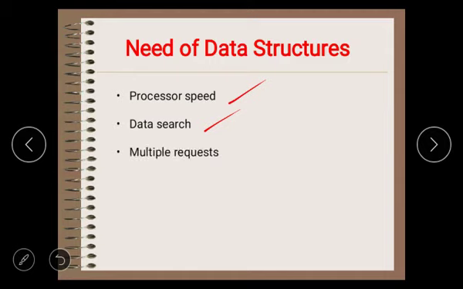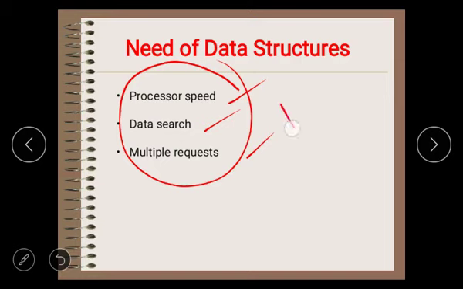And the third one is multiple requests. If thousands of users are searching the data simultaneously on a web server, then there are chances that a very large server can fail during that process. In order to solve the above problems, the data structure is used. Data is organized to form a data structure in such a way that all items are not required to be searched and required data can be searched instantly.